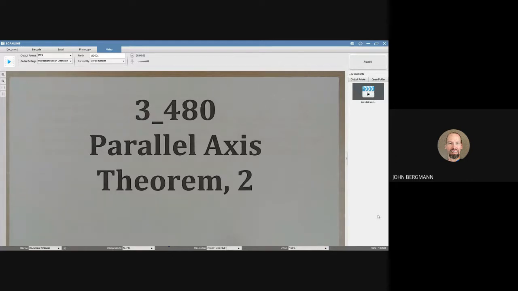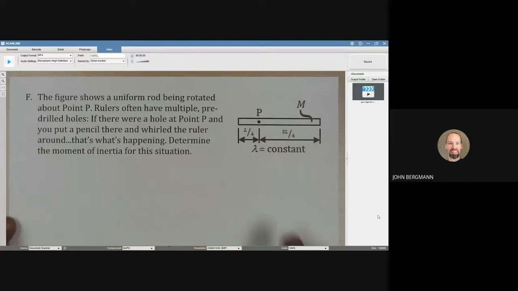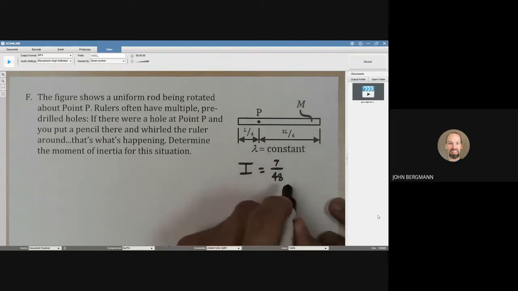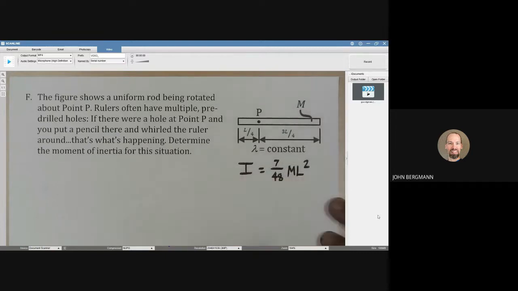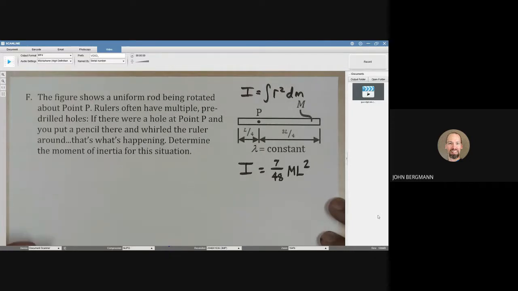Let's do one more parallel axis theorem problem. Here we want to find the moment of inertia about this point here. In an earlier video, we used the definition of moment of inertia. We performed an integration, and we came up with this result that the moment of inertia about that point was 7/48 ml squared. That was when we used the definition of the moment of inertia, which you might recall goes something like that. It was a little bit of work to do.